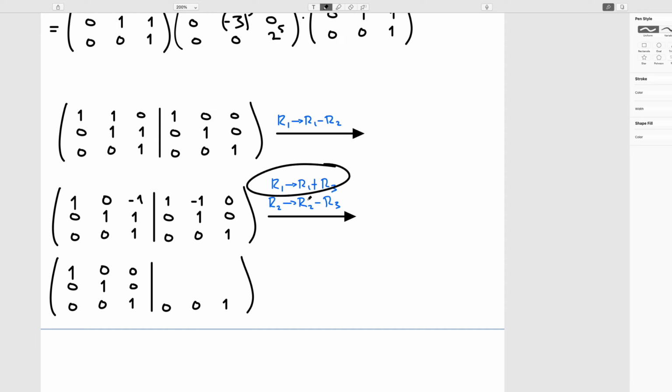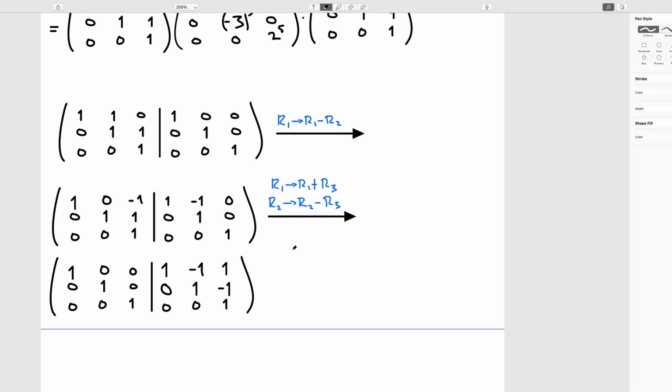Right, so let's take care of that now. So R1 becomes R1 plus R3, so that's quite easy. It's 1 plus 0, which is 1. It's negative 1 plus 0, which is negative 1. And it's 0 plus 1, which is 1. Great. And now let's move down to row number 2. So R2 becomes R2 minus R3. So 0 minus 0 is 0. R2 minus R3, 1 minus 0 is 1. And R2 minus R3, 0 minus 1 is negative 1.